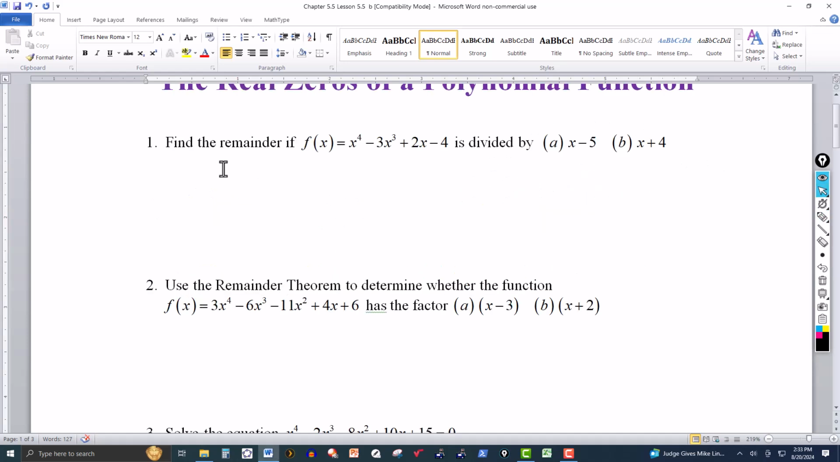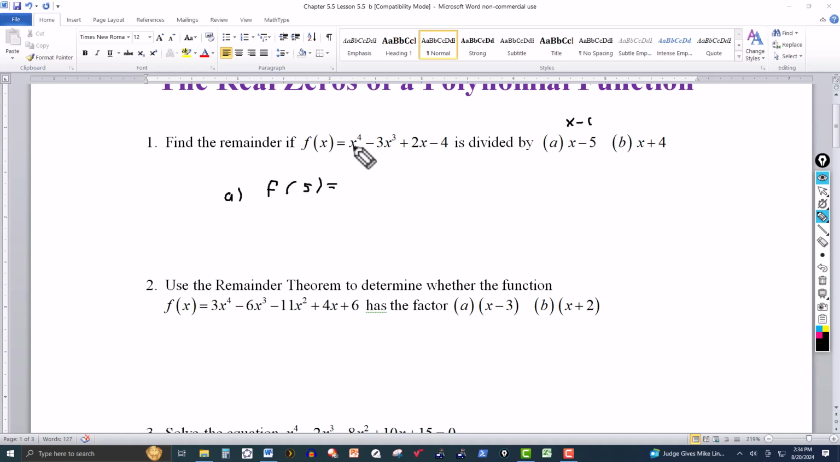So let's look at the first one. You find the remainder if f of x equal to x to the 4th minus 3x cubed plus 2x minus 4 is divided by, the first one, a, x minus 5. So there are a couple of ways I could do this based on what we just went through. I can just evaluate this polynomial. See, this is in the form x minus c here. So just evaluate this at 5.